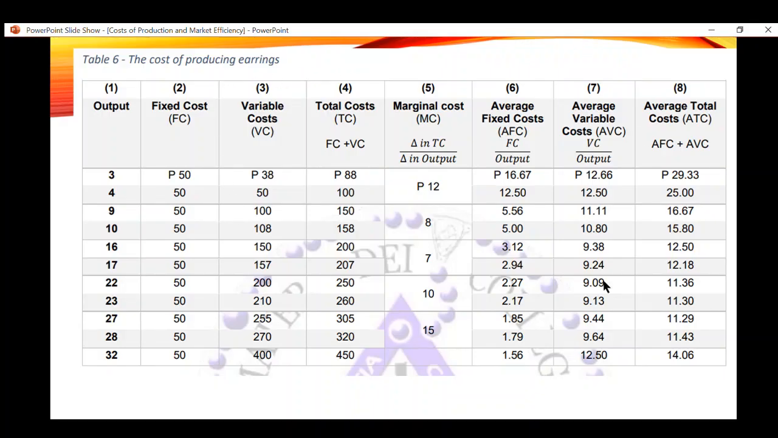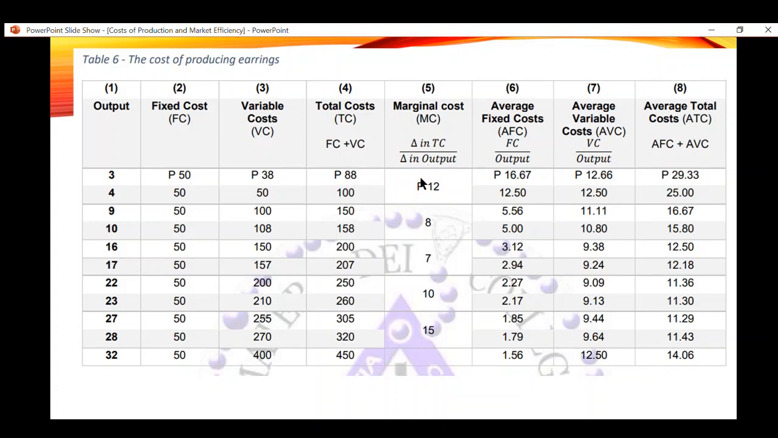So we have here an example of a table showing how to determine our total cost, how to compute our marginal cost, average fixed cost, average variable cost, and our average total cost. So to get the total cost, we simply add the fixed cost and the variable costs. And then for the marginal cost, we will get the difference between the preceding output and the next output.